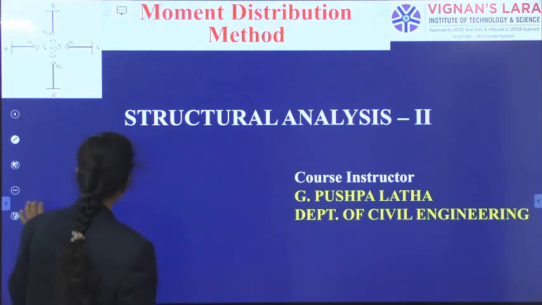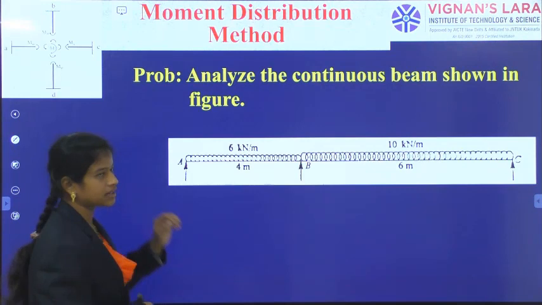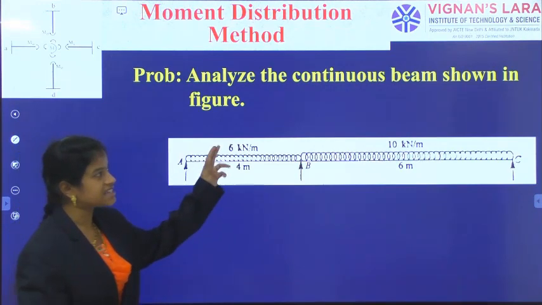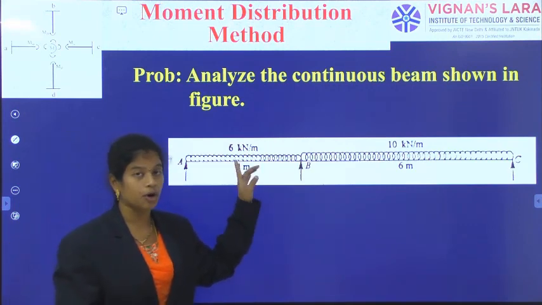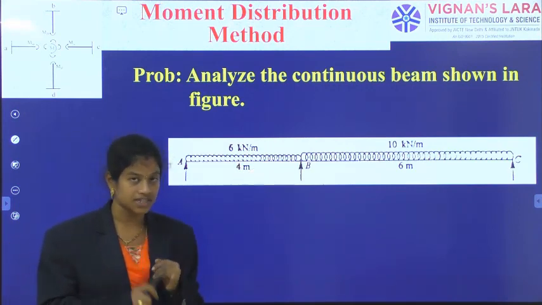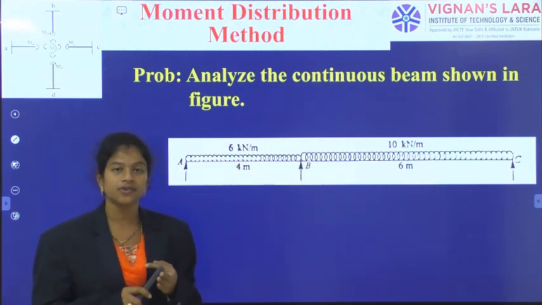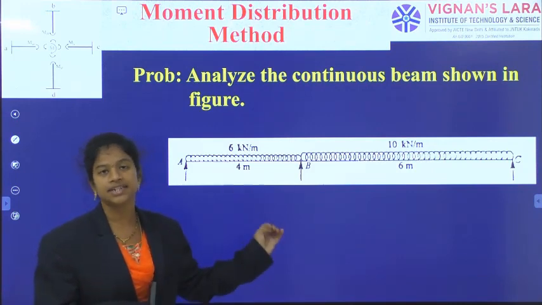Firstly, we will go into the problem they have given. We have to analyze the continuous beam shown in the figure. Without mentioning anything else, they have given the problem, so we have to analyze for the support moments, support reactions, shear force diagram and bending moment diagram. All the things need to be completed.